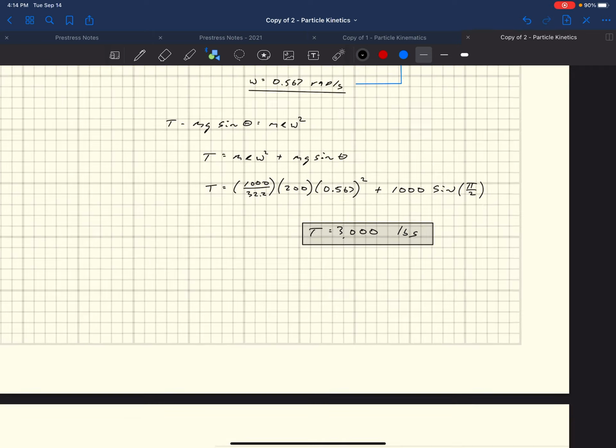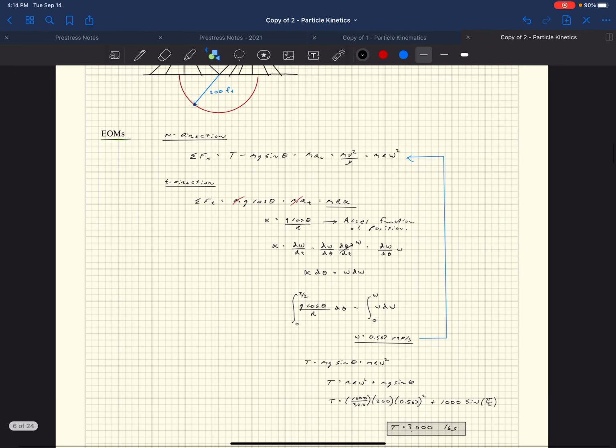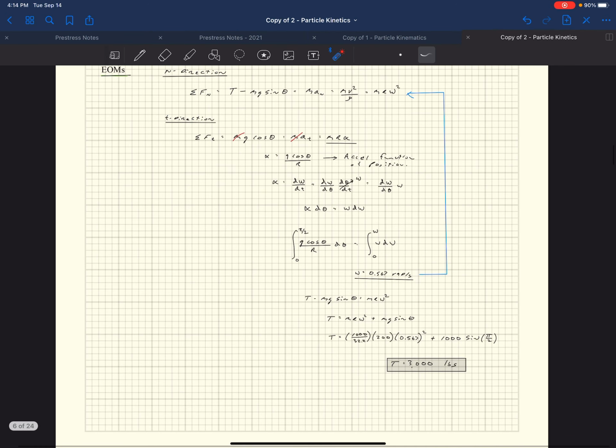Okay, 3,000 pounds. So is there going to be a problem? Yes, there's going to be a problem. The capacity of the rope is 2,999. They will hit a maximum tensile force in that rope of 3,000 pounds. The rope is going to break.